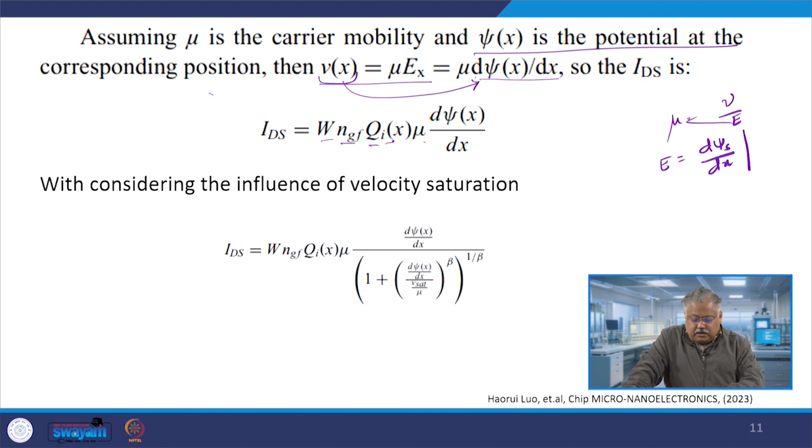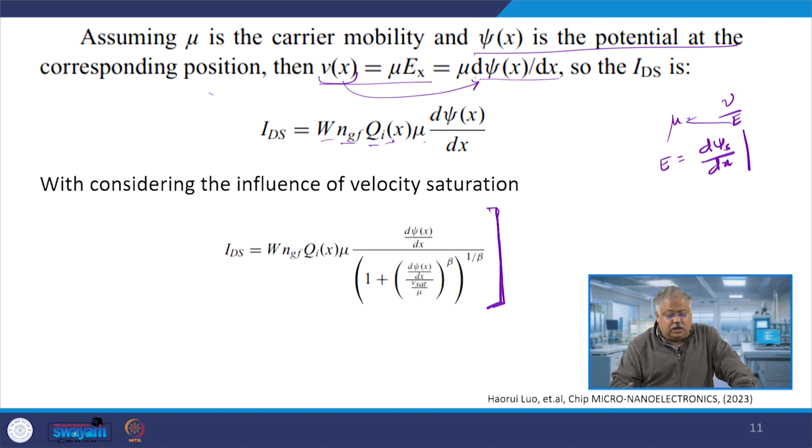Now, if I assume that the velocity is saturated, this is the formula by which velocity saturation is considered, where beta is a fitting parameter, V sat is the saturation velocity, and mu is the low field mobility. It therefore depends upon how the current flows in a velocity saturated condition.